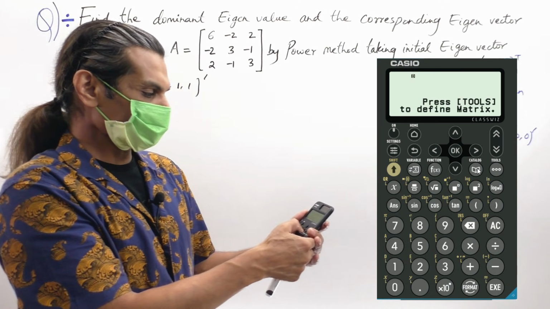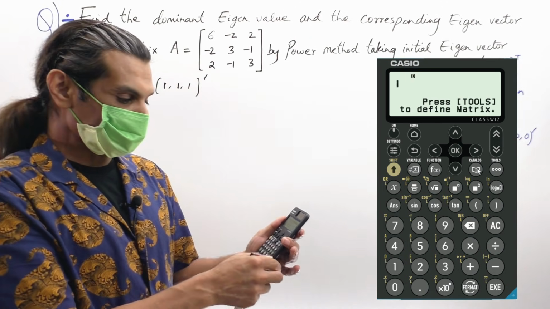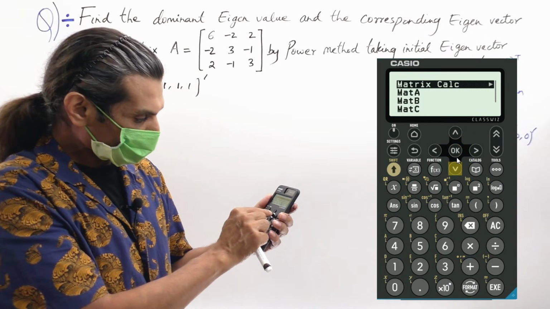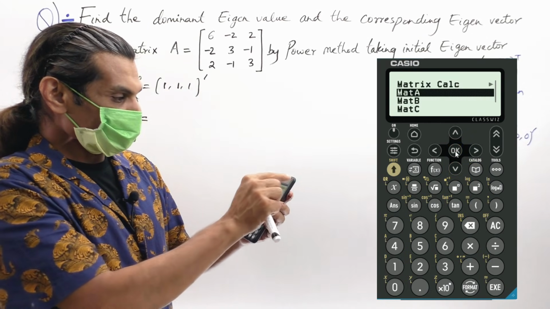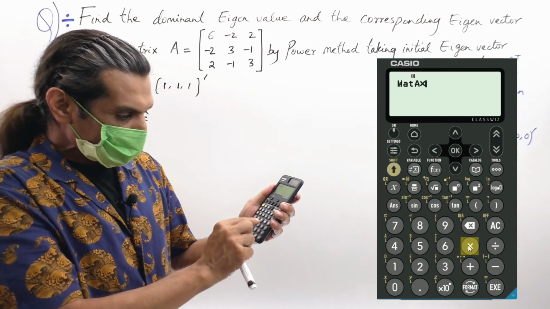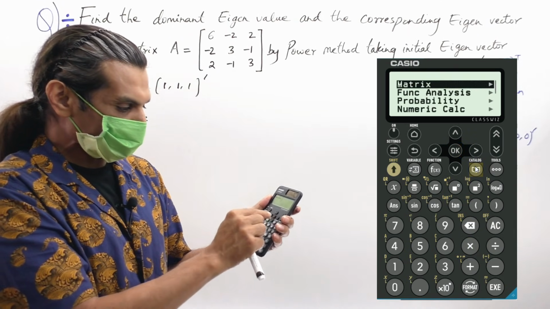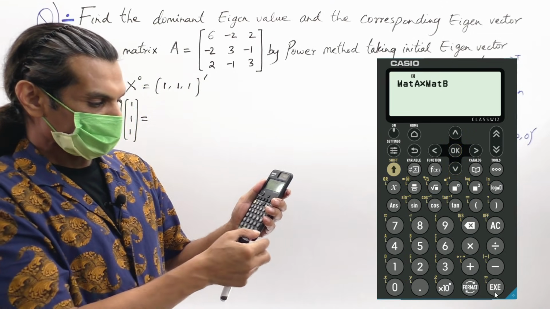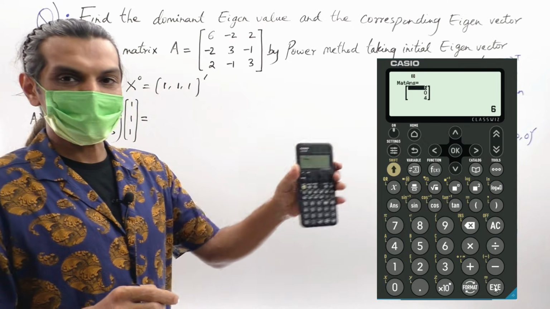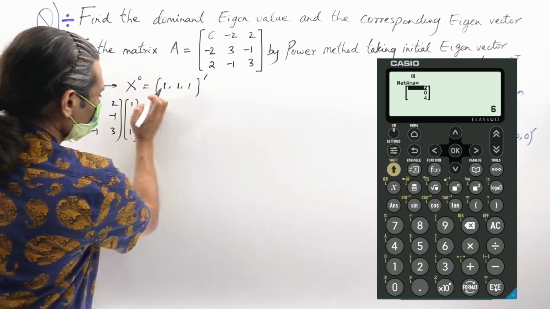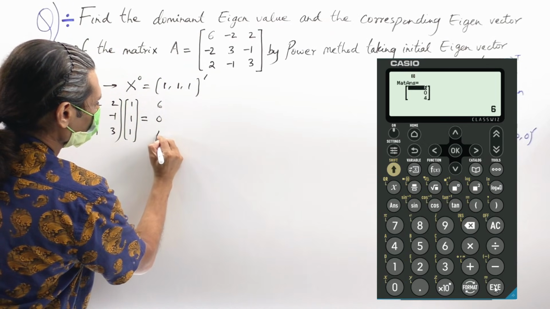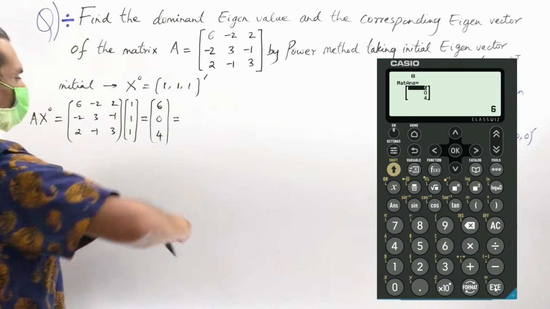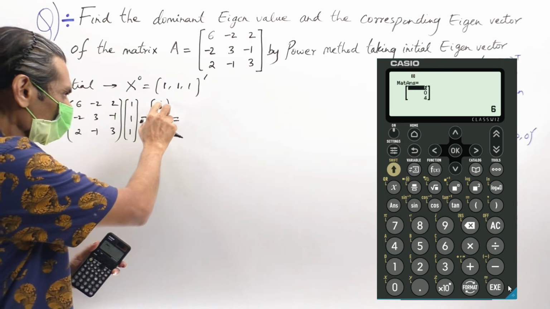Okay. Now we need to multiply it. Again, go to catalog, go to matrix. Here you'll find matrix. Catalog, then matrix, then go to matrix A, into, the simple multiplication sign, again catalog, matrix, into, go down to matrix B. Matrix B, execute. So you're getting 6, 0, 4 right here. 604.